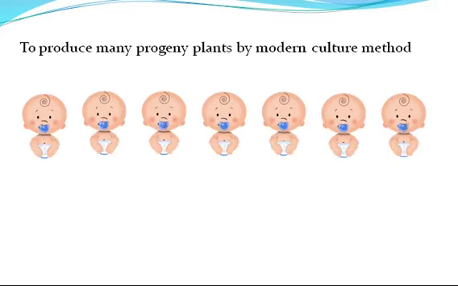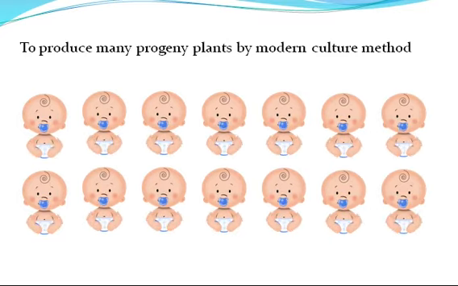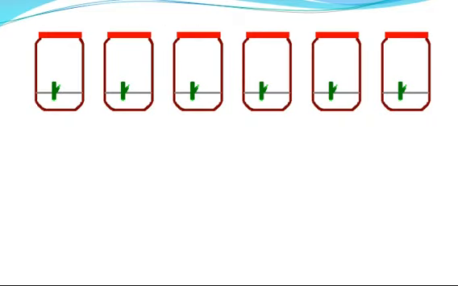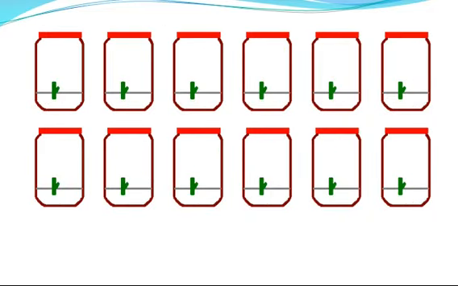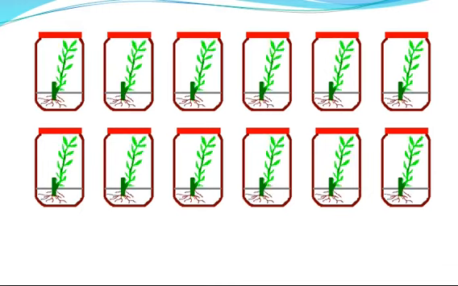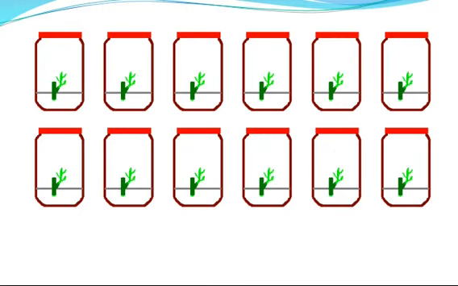This process of micropropagation helps to produce many progeny plants by modern culture methods. In this sentence, the word progeny is very important. Progeny means offspring or new generation plants. You can notice in this figure how new generation or progeny plants are being produced.